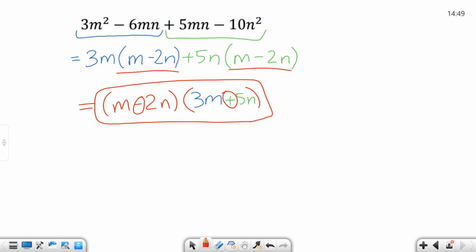And both my pluses and minuses are in parentheses. There's no powers bigger than 1. There's no GCF in there, so I know I'm done factoring.